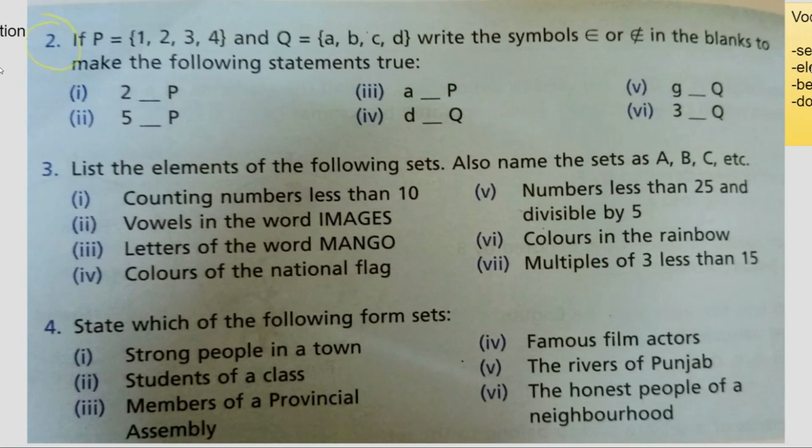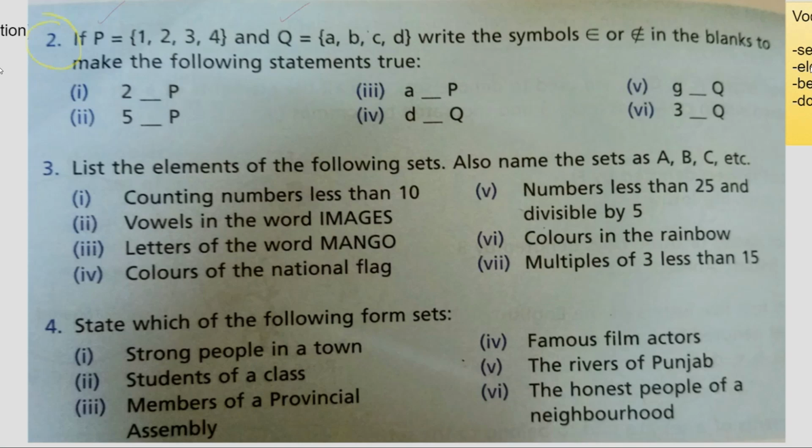Right now, we are going to solve question number 2. In question number 2, P is equal to 1, 2, 3, 4, and Q is equal to A, B, C, D. We have to write the symbol belongs to or does not belong to in the blank to make the following statement true. If the element is in the set, we write belongs to. If the element is not in the set, we write does not belong to.